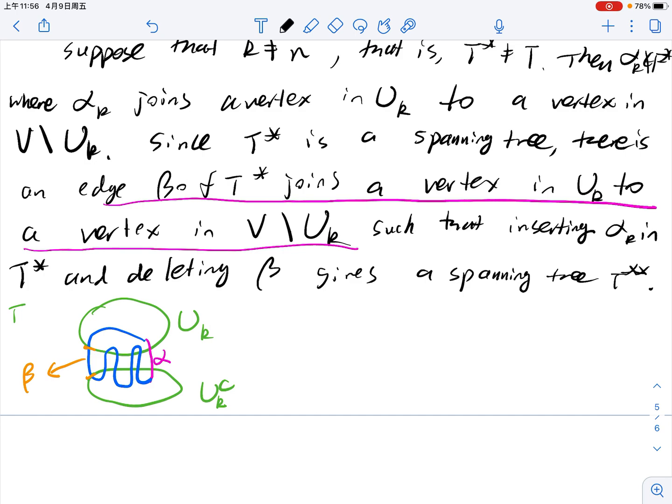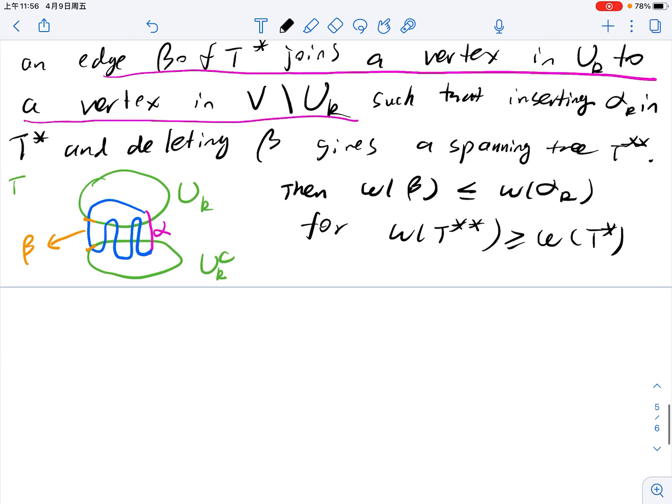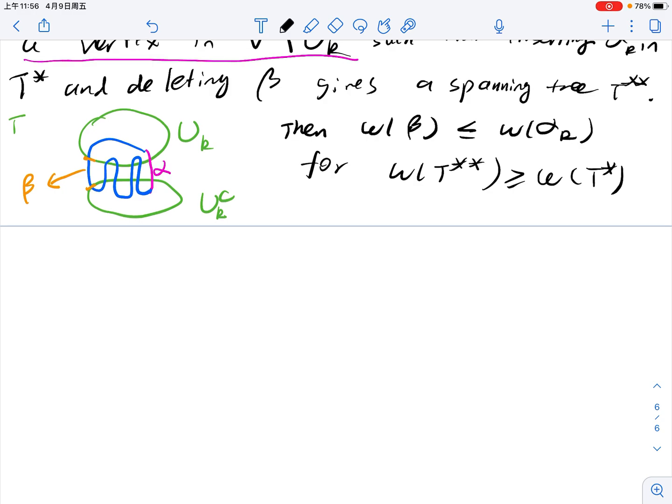Then the remaining is almost the same as before. We have omega beta less than or equal to omega alpha k, for omega T star star greater than or equal to omega T star, because T star is minimal. Omega T star star we don't know at this moment.